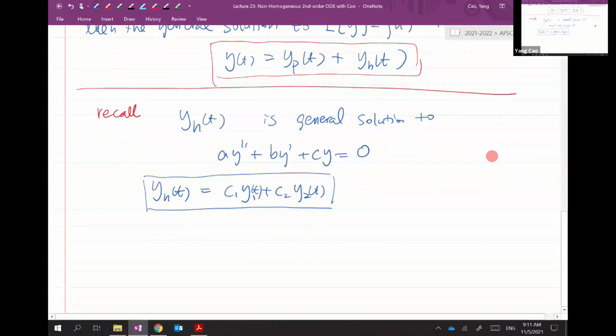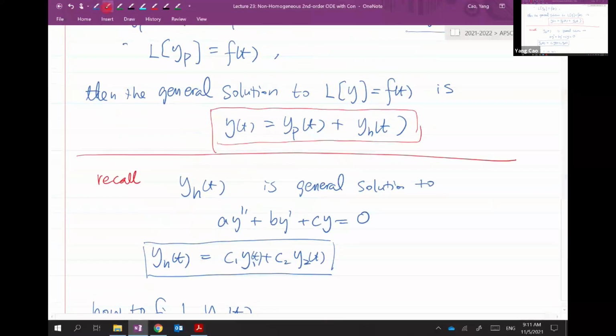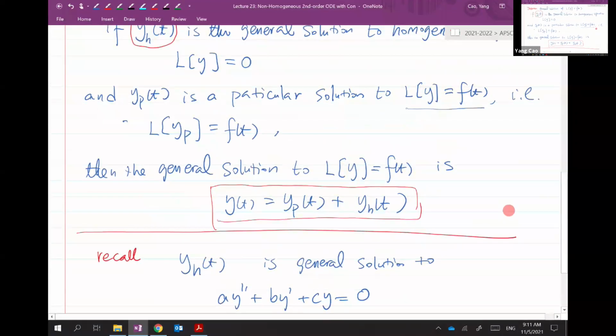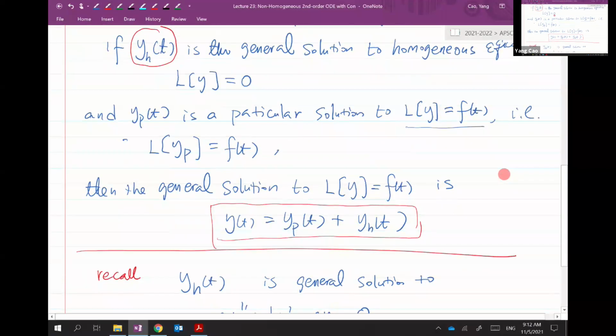The tricky one here is how to find this y_p of t. This y_p of t is a particular solution, so how can we find it? Also, if you want the proof of the theorem, in the lecture notes there is a not very long proof, half a page. If you're interested, take a look at the lecture notes for the proof of this theorem.